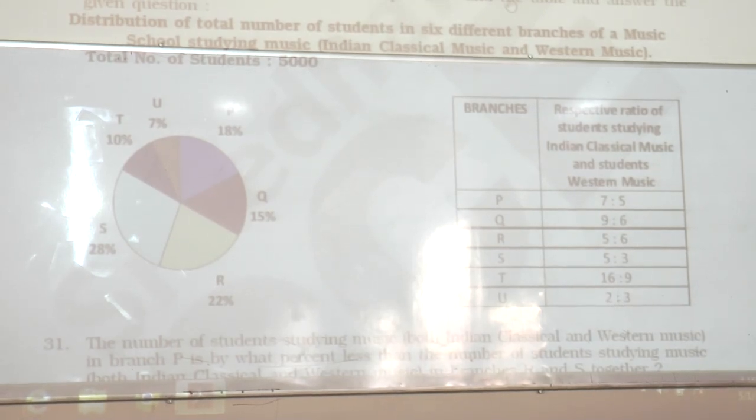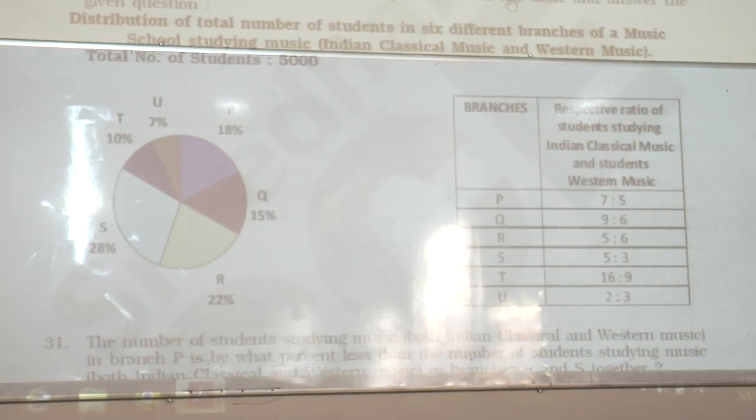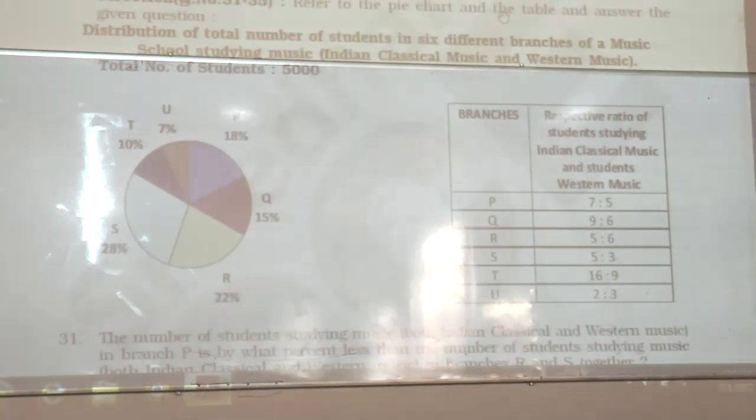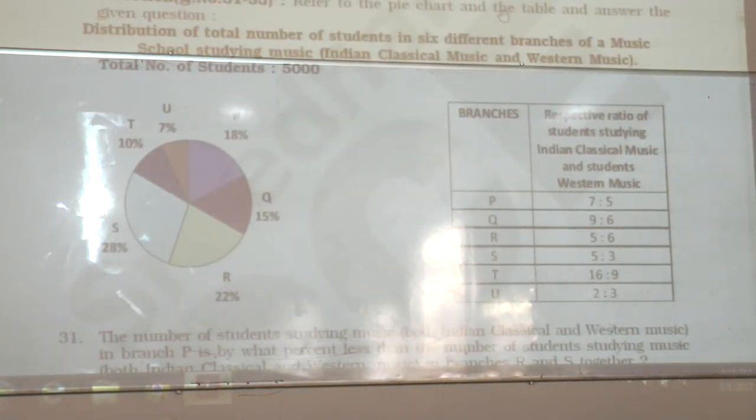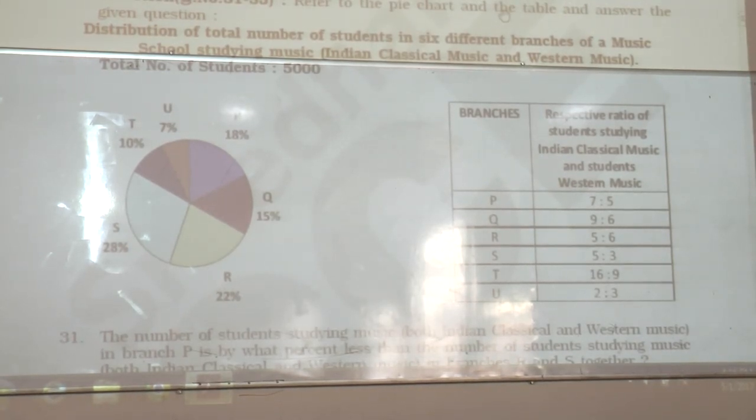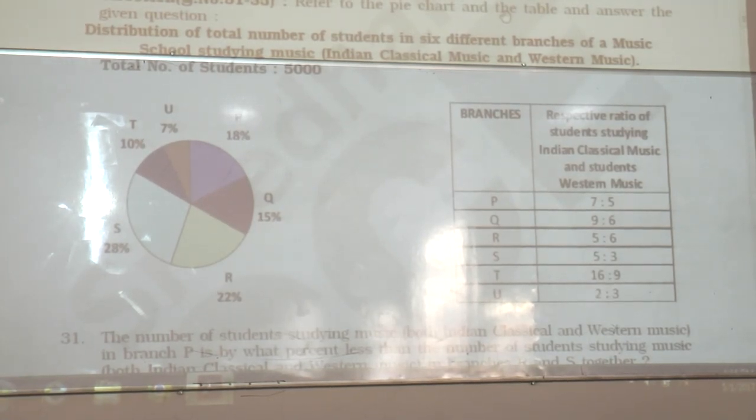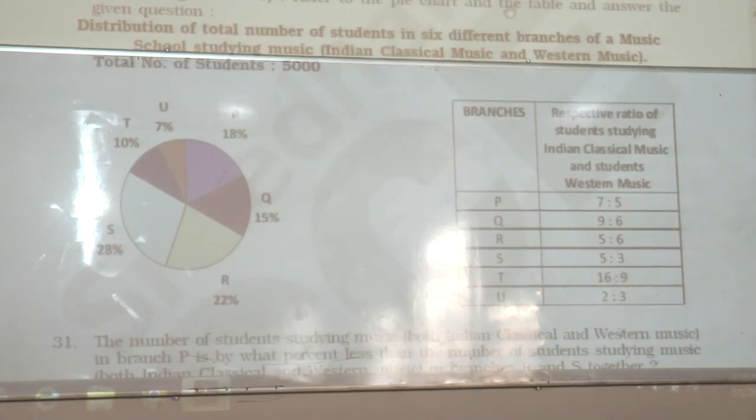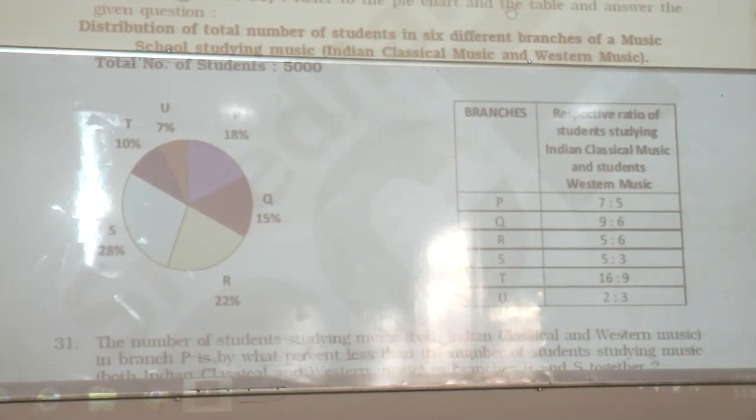Right. So here, for these types of questions, P in terms of percentage is 18%. Don't convert every number here, but look at the percentage and then the ratio. P percentage wise is 18% and ratio wise it is 7:5. Total number of parts is 12. 12 parts is 18%. One part is 1.5%.